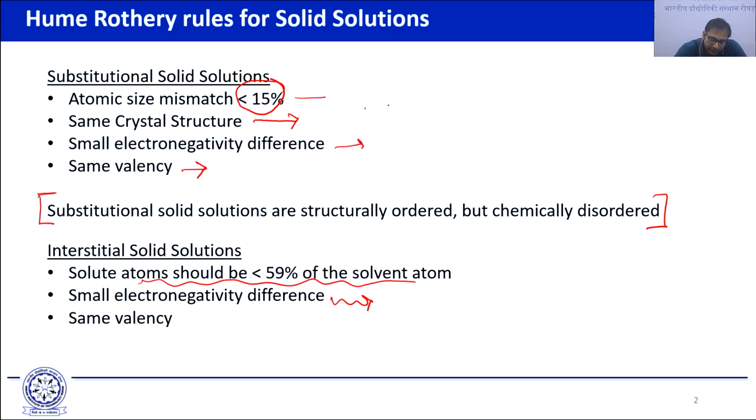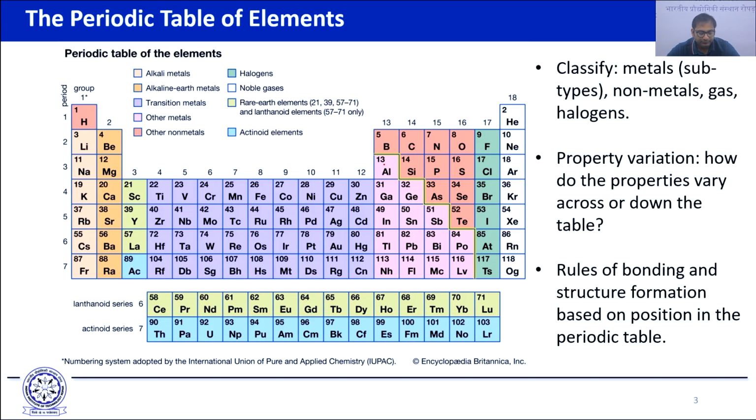So if you are familiar with the periodic table, you can get a good idea of how the crystal structures change across groups and periods. So basically, as you go across and look at different elements, how the crystal structure will change, how the electronegativity will change, and so on. So that is really the significance of understanding the periodic table before we move forward.